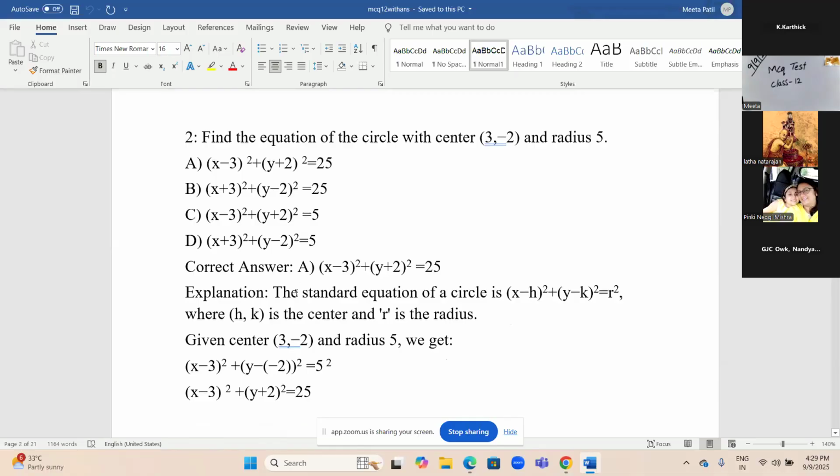And this will be for the second question. What is the second question? Find the equation of the circle with the center (3, -2) and the radius 5. You have to find the equation over there. So here, what are you going to do?